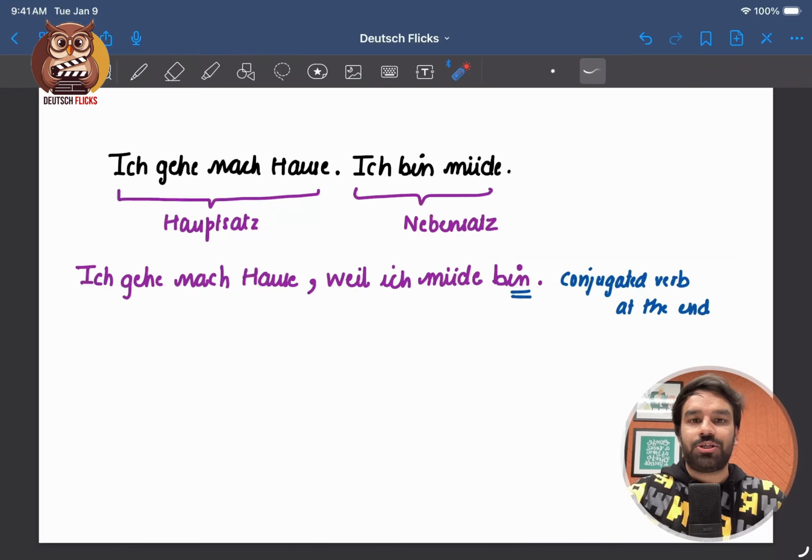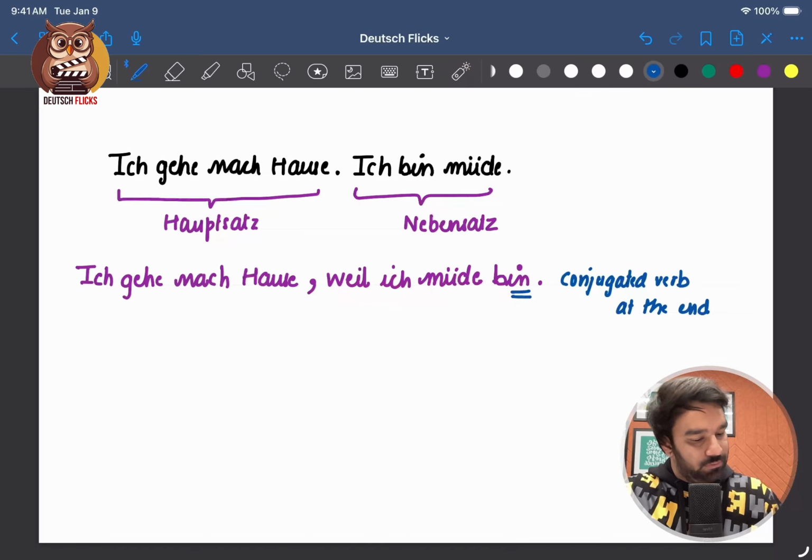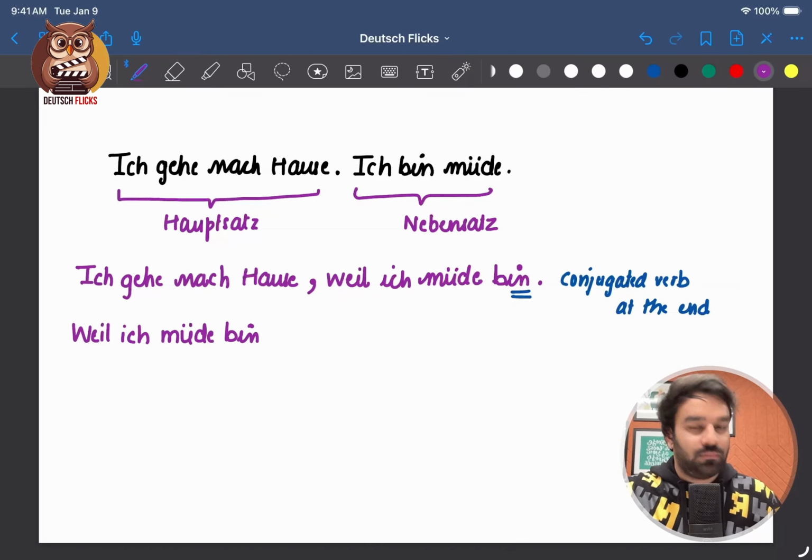Just be cautious that you're putting the conjugated verb from the Nebensatz at the end, and you are not touching the conjugated verb from the main clause, Hauptsatz. Now, what if you want to start your sentence with because? Like you want to say, because I am tired, I'm going home. You can also do that in German. In that situation, all you have to do is pick the sentence as it is, weil ich müde bin, comma.